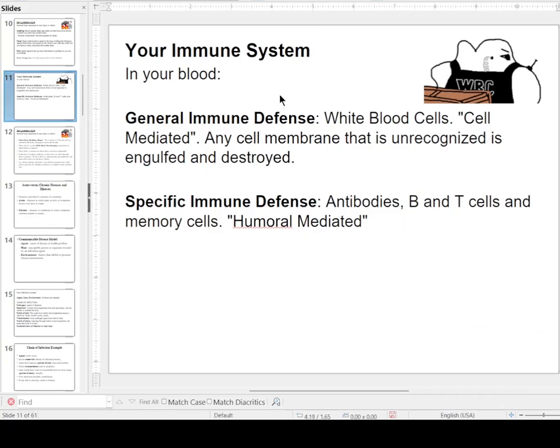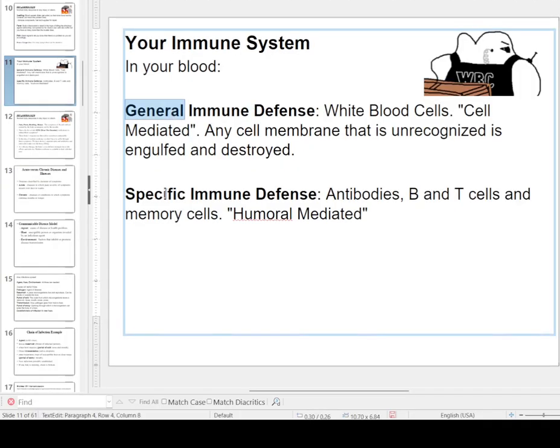Your immune system, then, of which the white blood cell is just one type of immune cell. There are many, many others, but it's an entire textbook in itself. And so I will spare you that kind of detail. Anyway, we can break it down into two major kinds. There's the general immune defense and a specific immune defense. The idea is that the initial response is general.